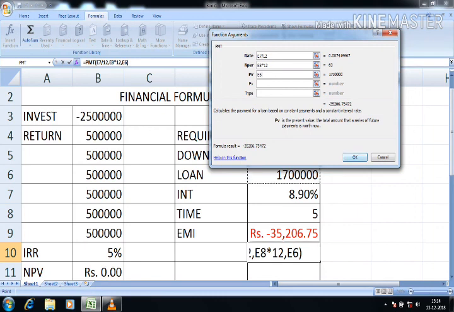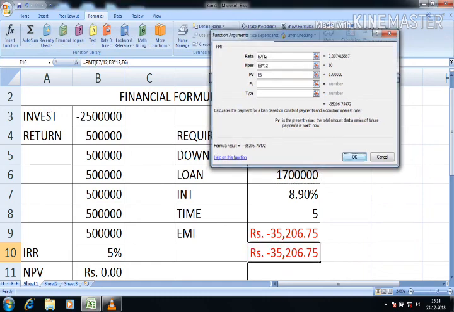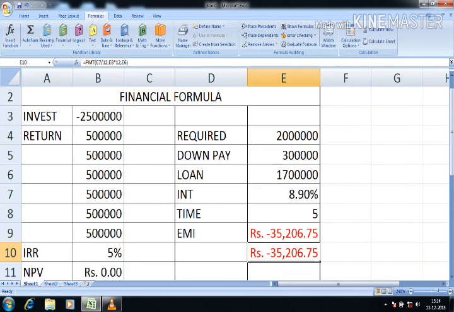Now press OK and it will give you the result. See, the same result is coming. So every calculation you can do directly, but if you cannot remember, you can use the formulas option. I think it is clear to you now.